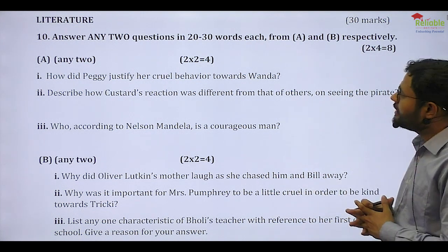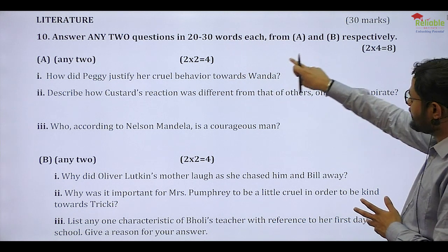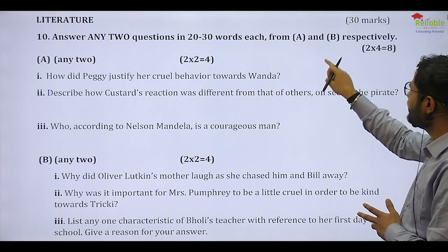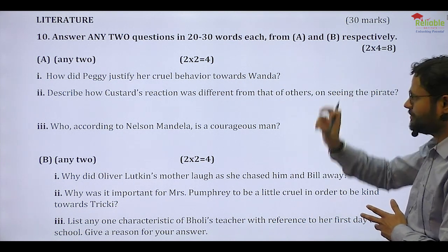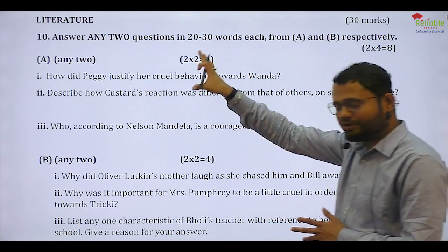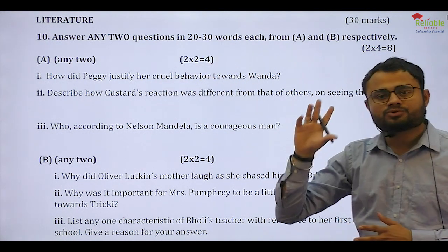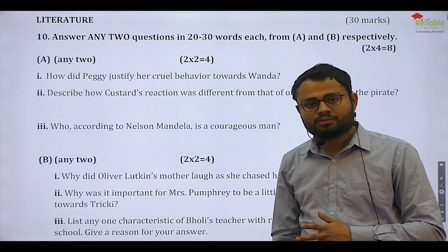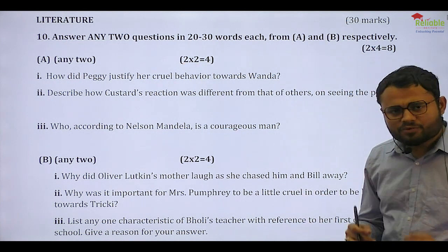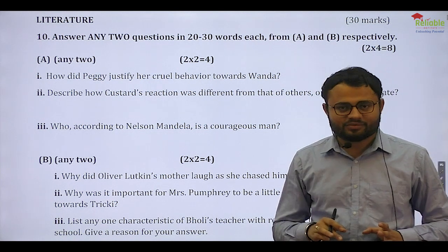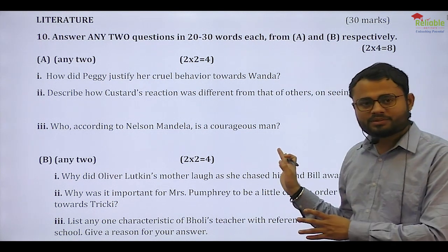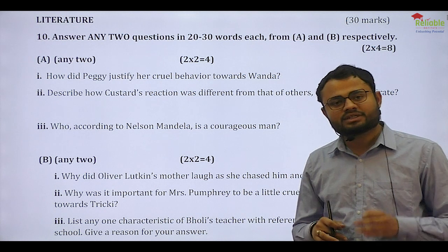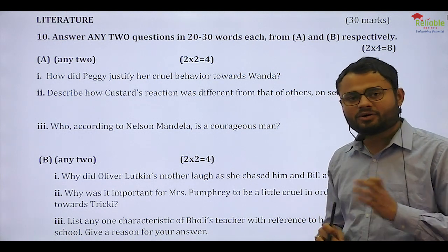Questions number 10, 11, 12, 13 are going to be there. Question number 10: answer any two questions in 20 to 30 words each from A and B respectively. So this is section A. One question is of 2 marks. Out of the given 3, you are supposed to attempt any 2. Every question comes with an alternative. If you look at the paper prescribed by CBSE, every question is there with a given alternative.